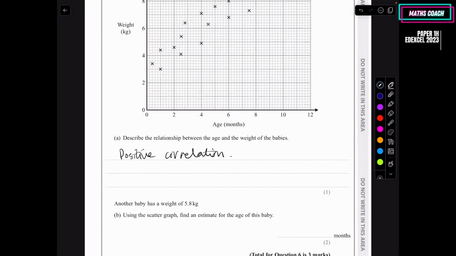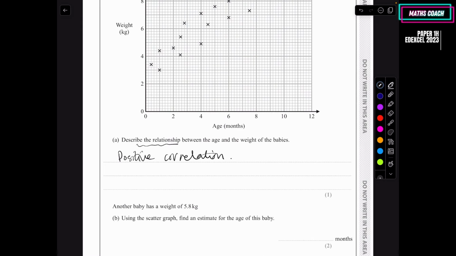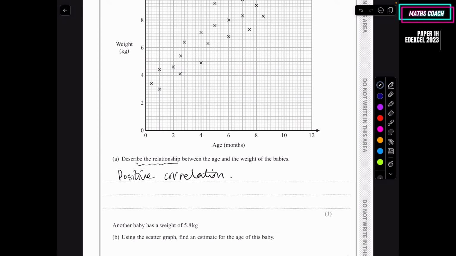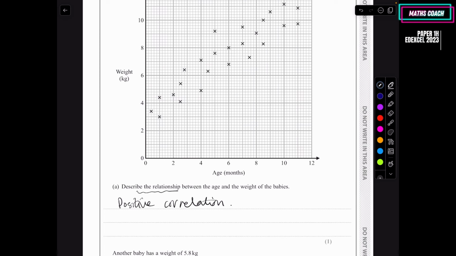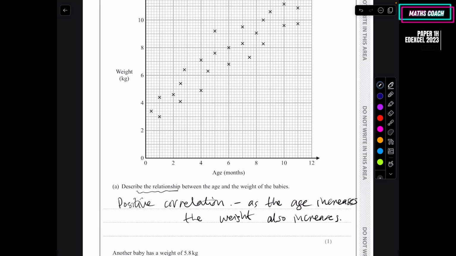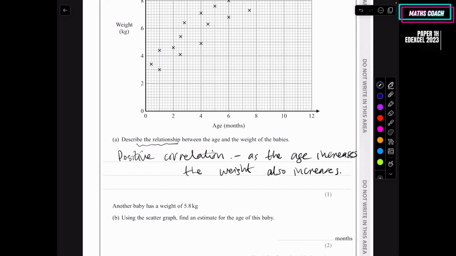Now, it specifically says describe the relationship. So you might want to add something here, mentioning the age and the weight of the babies. You could say something like, as the baby gets older in months, their weight increases. So you could say, as the age increases, the weight of the baby also increases. There you go. Now it says another baby has a weight of 5.8. Using the scatter graph, find an estimate for the age of this baby.